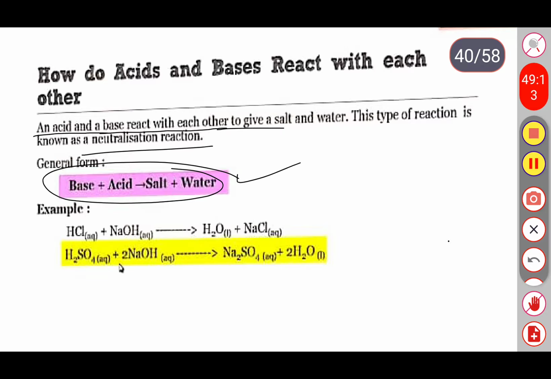So here some examples are given. First one is sodium chloride. When hydrogen chloride reacts with sodium hydroxide, it produces sodium chloride and water.